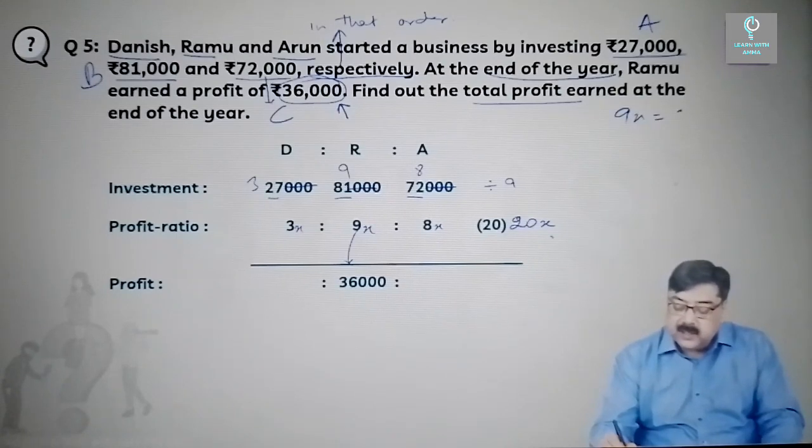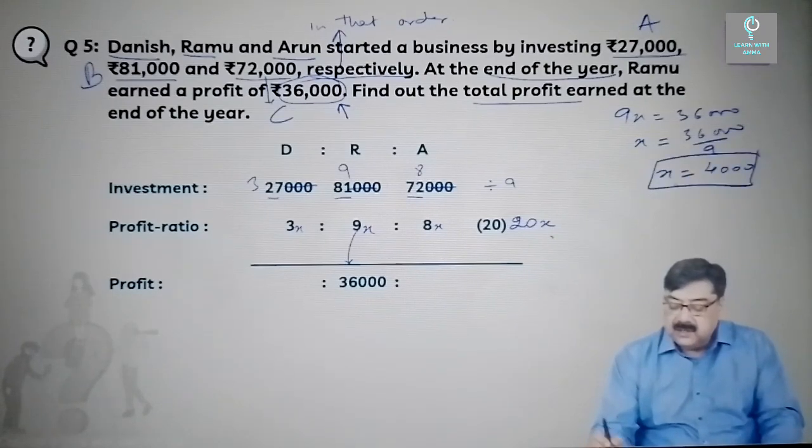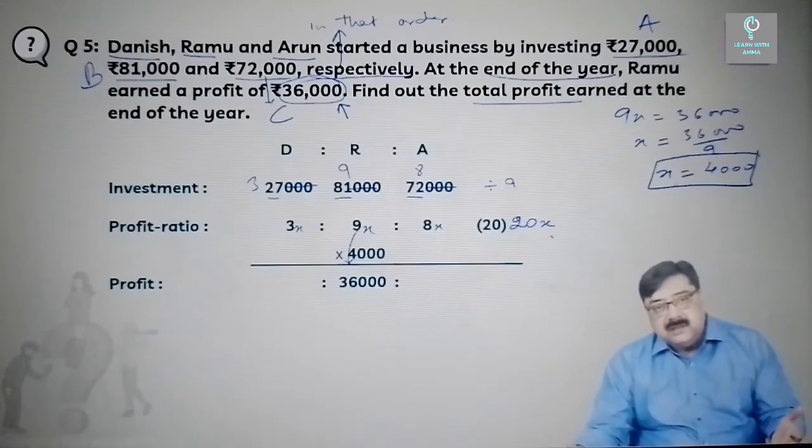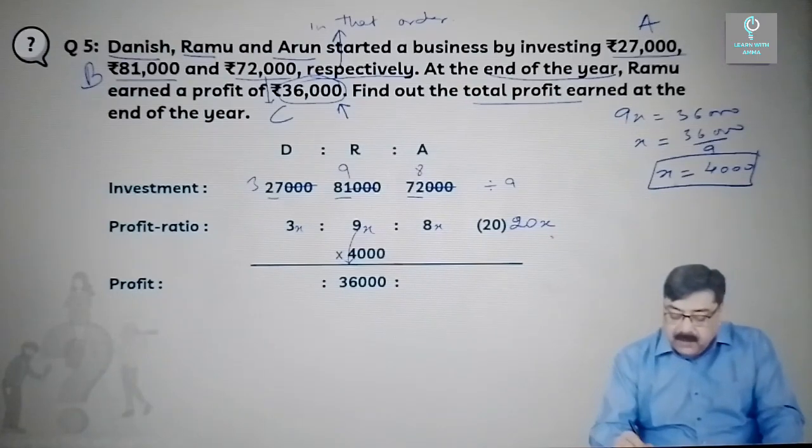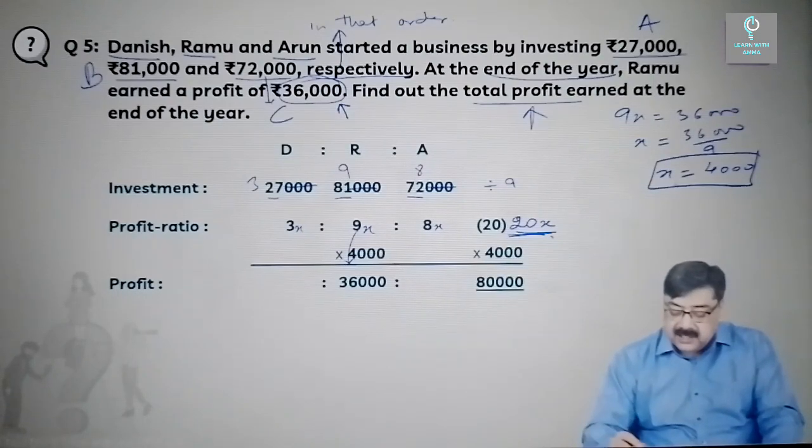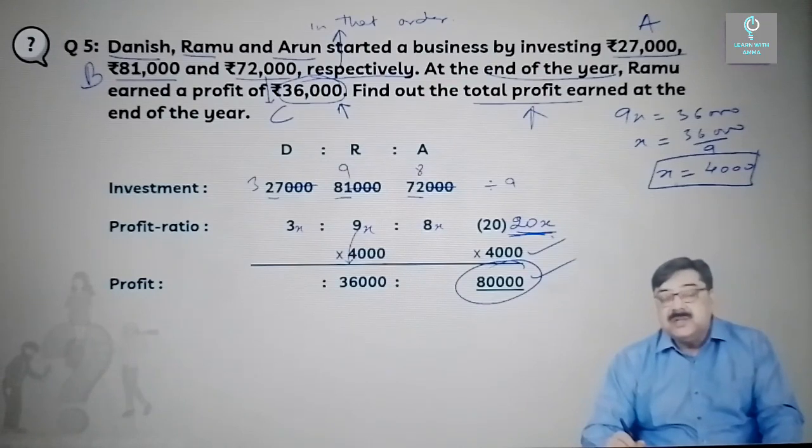So this 9x, how does it become 36,000? So 9x gets equated to 36,000, which means x is 36,000 by 9. The multiplier x here is 4,000. 9 into 4,000 is 36,000. So total profit is what we are supposed to find out, which is 20x here. So 20 gets multiplied with 4,000 to give us 80,000 as the total profit which is earned at the end of the year.